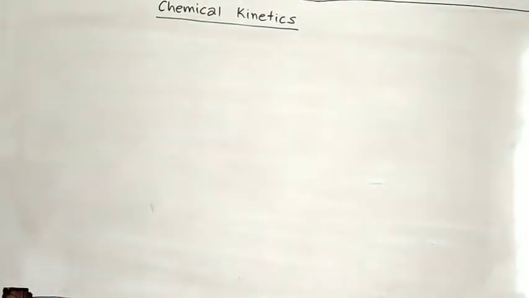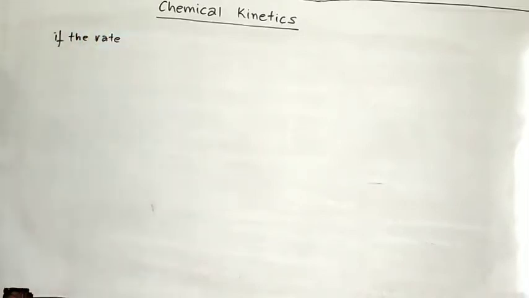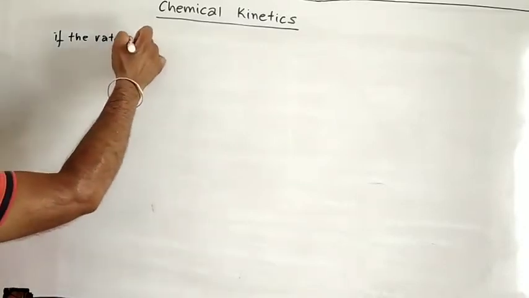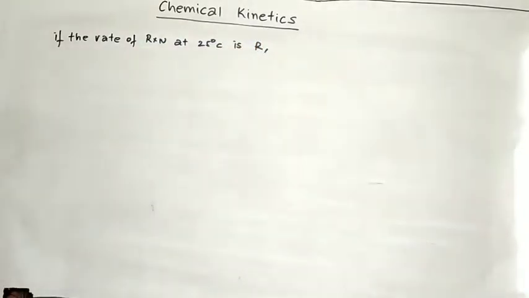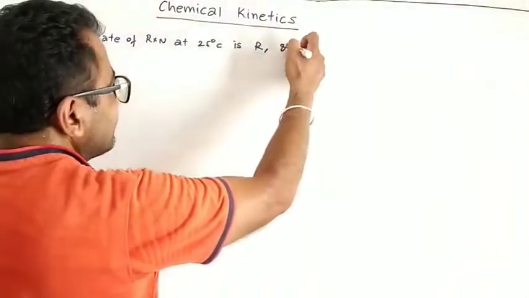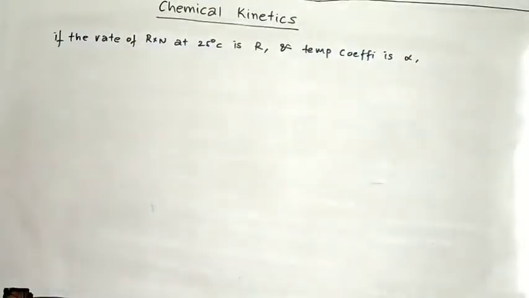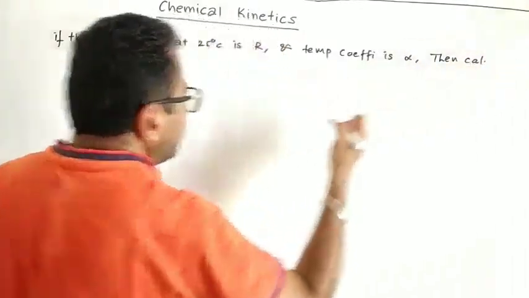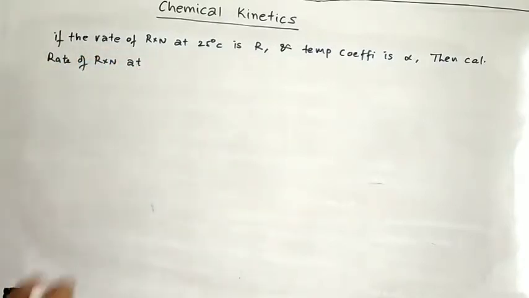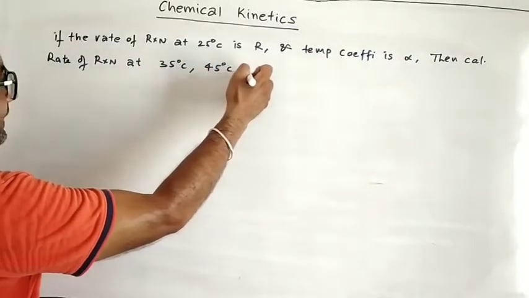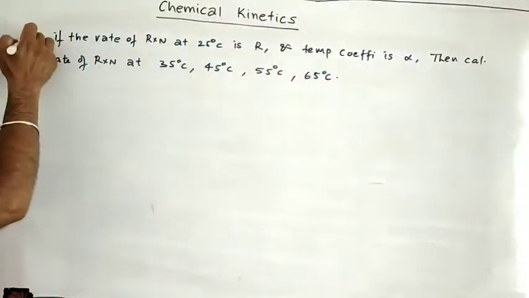Now we have some problems based upon it. If the rate of reaction at 25 degree Celsius is say R, and temperature coefficient is alpha, then calculate rate of reaction at 35 degree, 45 degree, 55 degree and 65 degrees Celsius. This is your problem number 1.